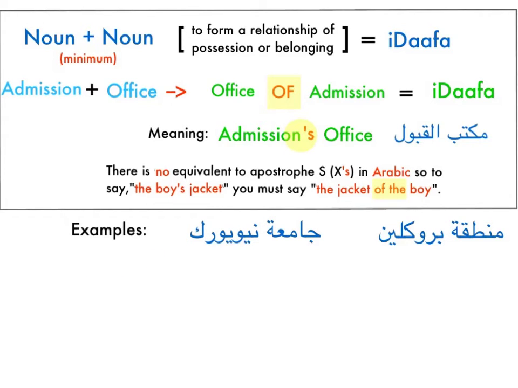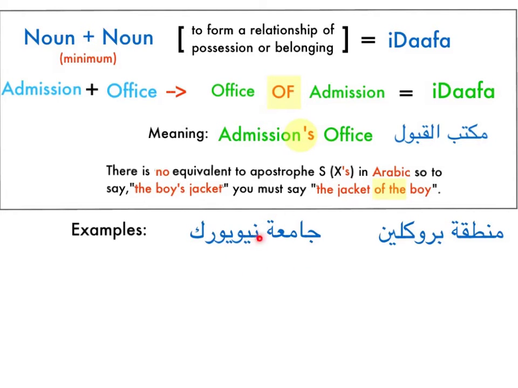Examples: منطقة Brooklyn, the borough of Brooklyn. جامعة New York, the University of New York. Notice how in the منطقة Brooklyn example, there's no alif lam in the second word. That's because Brooklyn is definite, it's a proper noun and it's definite in nature, so it gives that kind of definition to the borough. Same thing for جامعة New York. You see that New York is a proper noun, so it gives the definition to جامعة. What جامعة? جامعة New York.